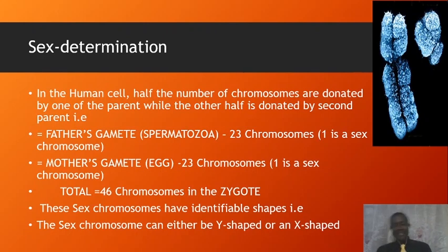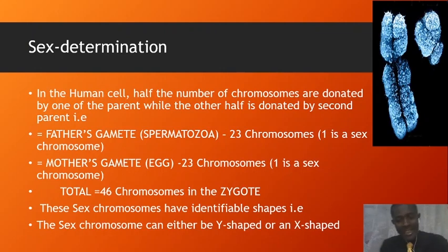Now, look at the upper side of your screen. You will see a picture of the sex chromosomes. The one that is longer and bigger is the X chromosome, while the one that is a little bit shorter is the Y chromosome. Before we go to more explanation on that picture, I want to go down and show you some things.